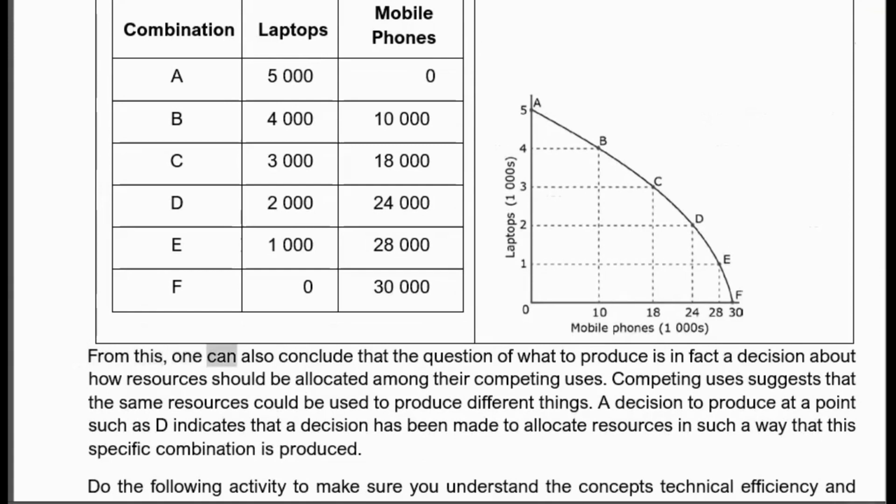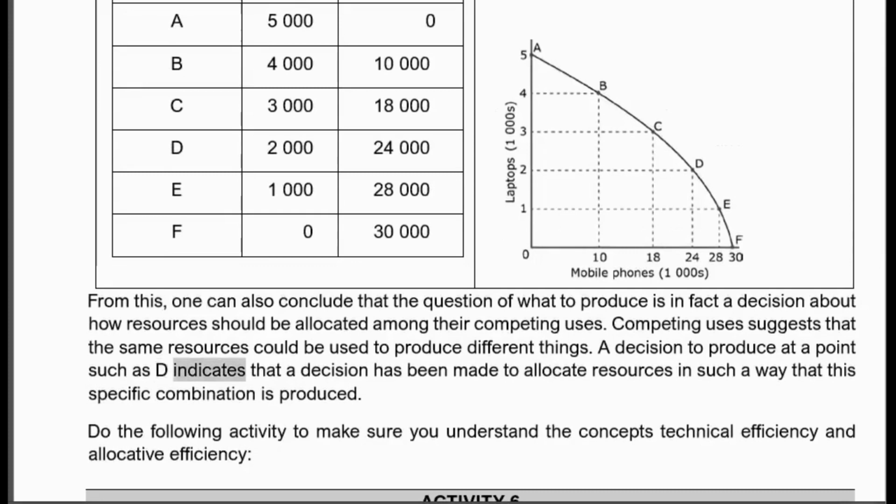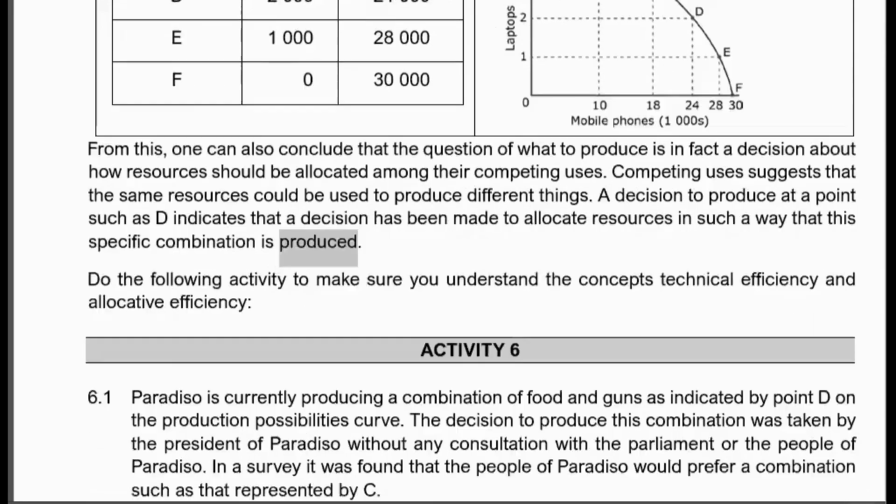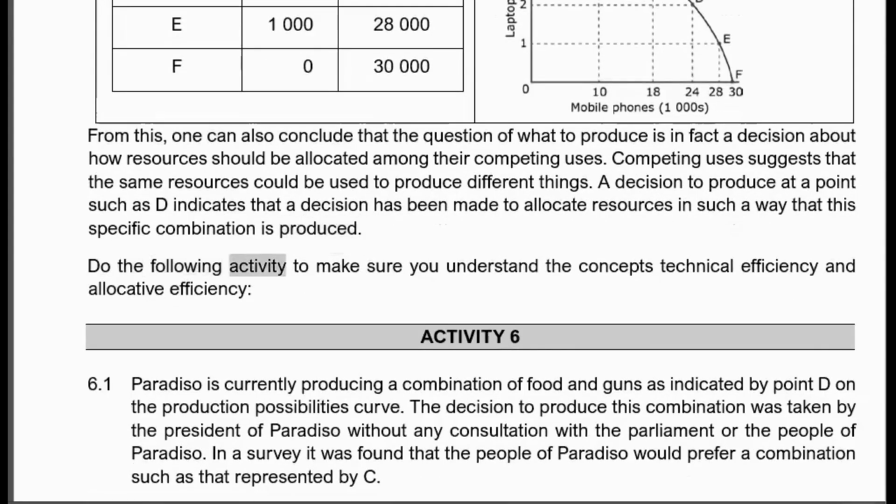From this, one can also conclude that the question of what to produce is in fact a decision about how resources should be allocated among their competing uses. Competing uses suggests that the same resources could be used to produce different things. A decision to produce at a point such as D indicates that a decision has been made to allocate resources in such a way that this specific combination is produced. Do the following activity to make sure you understand the concepts technical efficiency and allocative efficiency.